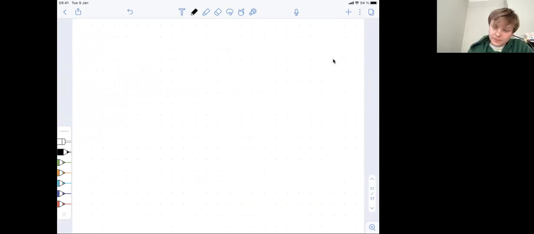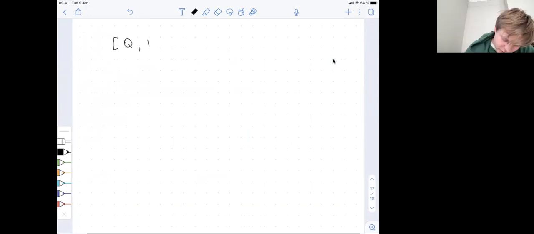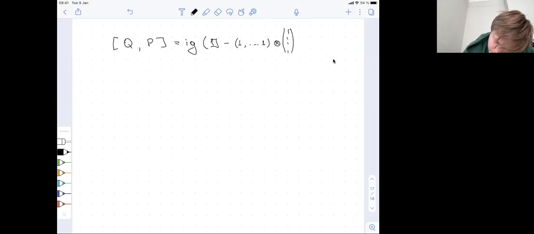Okay, I'll continue. So what we have now is two matrices Q and P, whose commutator is 1 minus the matrix (1, 1, 1) tensor (1, 1, 1). So this is just a rank 1 matrix of the following form: at each entry you have 1, right?